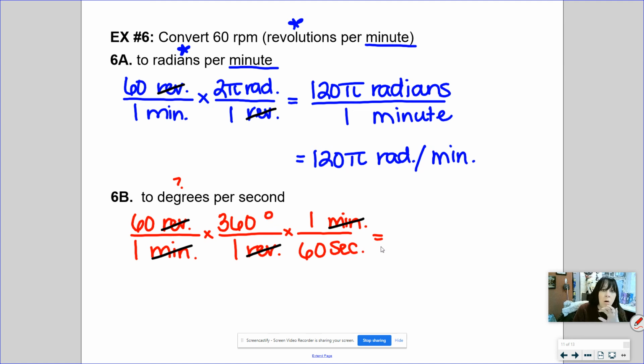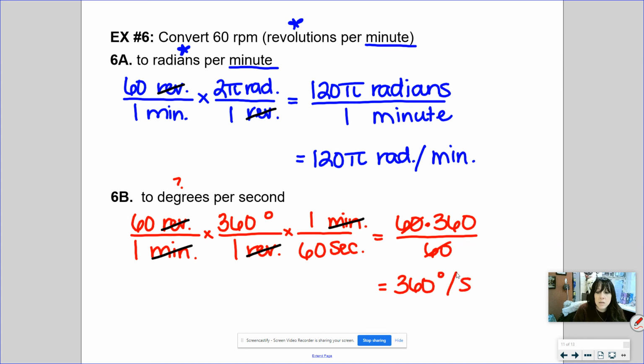So we can do all of the multiplying now. Top times top, bottom times bottom. You get 60 times 360 divided by 60, which would just be 360. And the units are degrees per second.